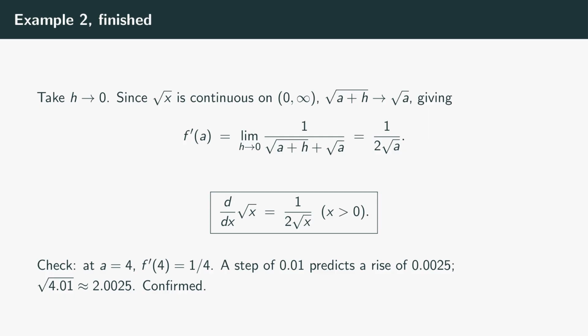So the tangent line to the square root curve at (4, 2) has slope 1/4. Move 1/100th of a unit to the right. The tangent predicts a rise of 1/4 times 1/100th, which is 25 ten-thousandths. Actual value, the square root of 4.01 is about 2.0025. The actual rise is 25 ten-thousandths, exactly what the tangent slope predicted. The definition is doing what it advertises.